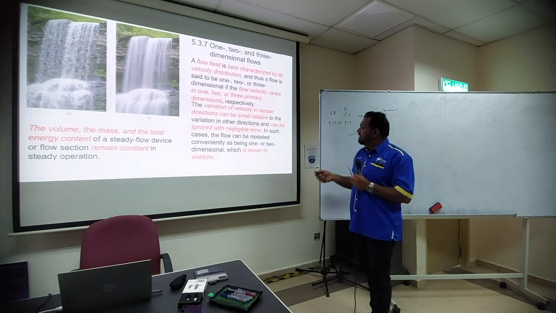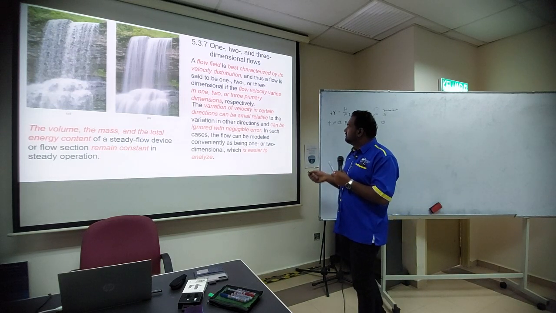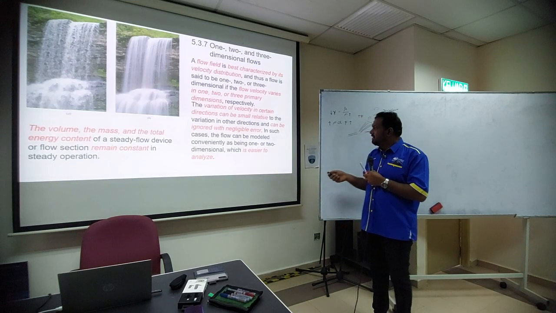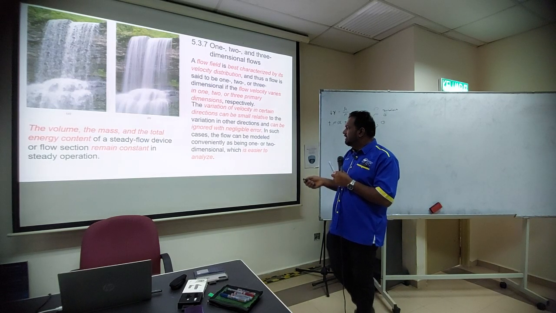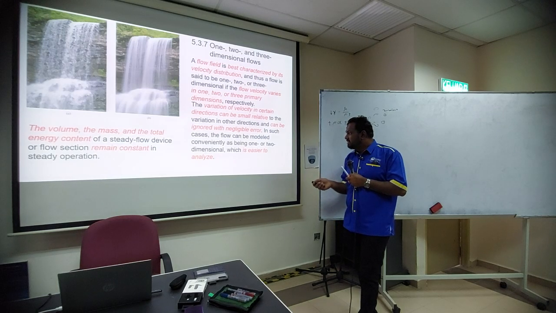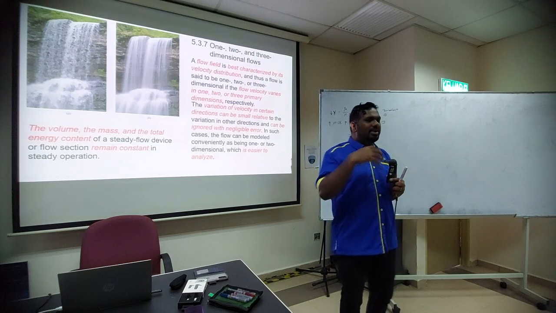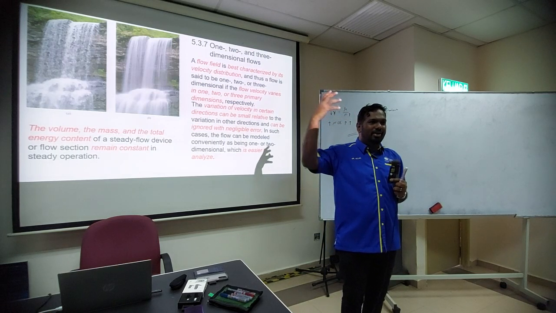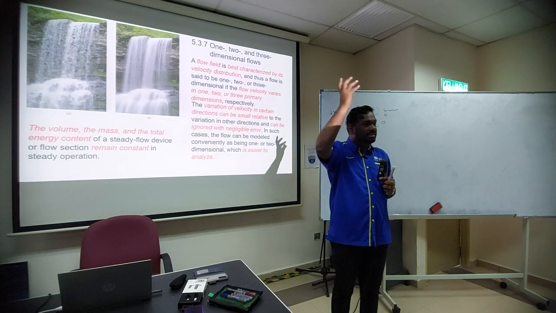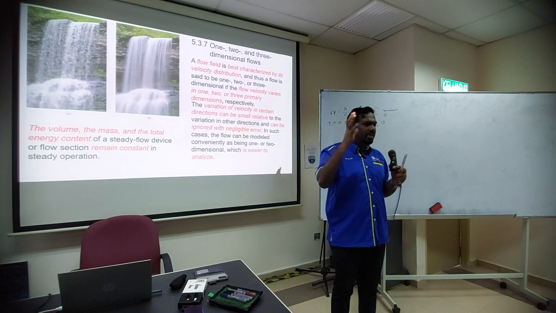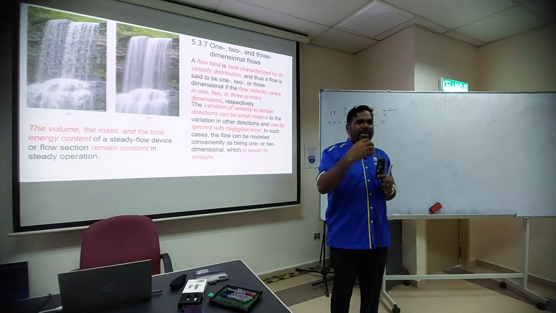The variation of velocity in certain directions can be small and can be ignored with negligible error. In such cases, the flow can be modeled conveniently as being 1 or 2 dimensional, which is easier to analyze. So if we want to analyze, don't try to analyze a 3D model of a problem. It's very hard for us to imagine. So try to make it 1 or 2 dimensional, so you can calculate it more easily.